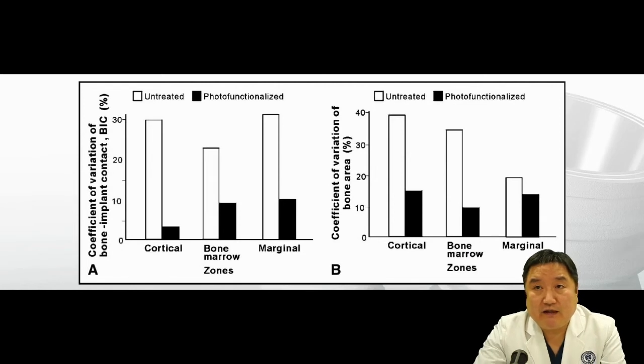Another important finding of this study is that the coefficient of variance on BIC and bone volume was very low in the UV-treated group, which means there was not much difference between data in the UV-treated group, which means the result was very consistent, and the effect of UV was very consistent as well.